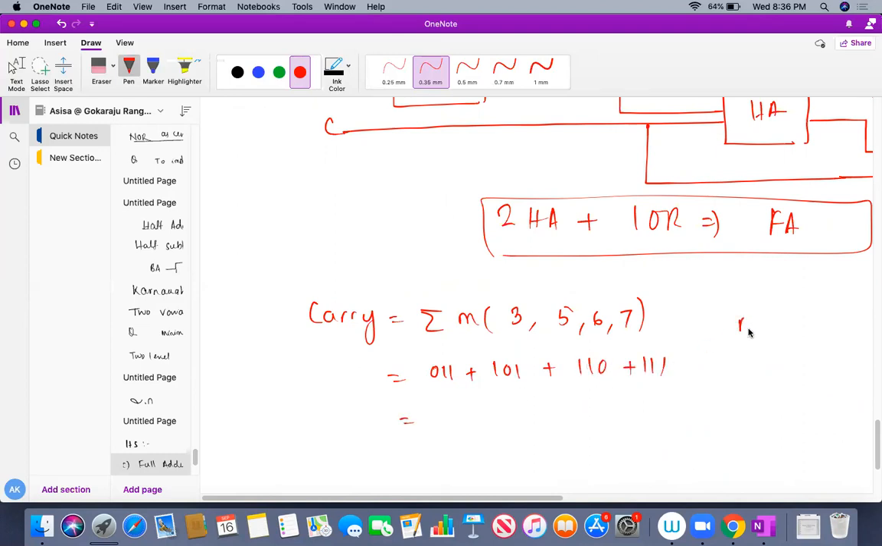What is this? These are min terms. Min terms means 0 means complemented, 1 means uncomplemented. Wherever there is 0, put complement. So this is A bar BC or A B bar C or A B C bar or A B C. So this is my function.